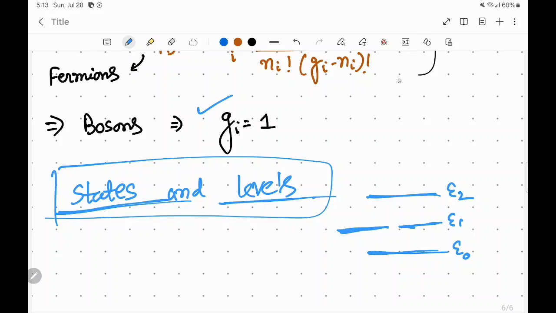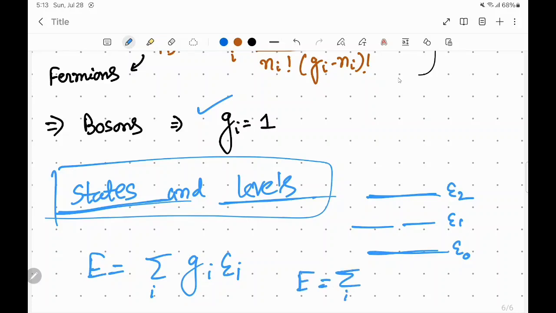When there is no degeneracy, the levels are 3 and the states are 3. No issue. That's why it's better to write the formula as gi epsilon i if you calculate the total energy. This is the total energy, gi epsilon i, where this i are the levels. But if you use this formula, here i is the states.